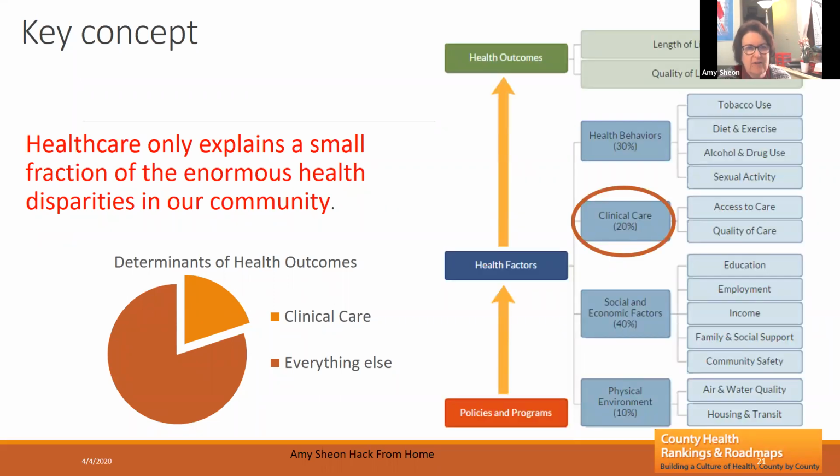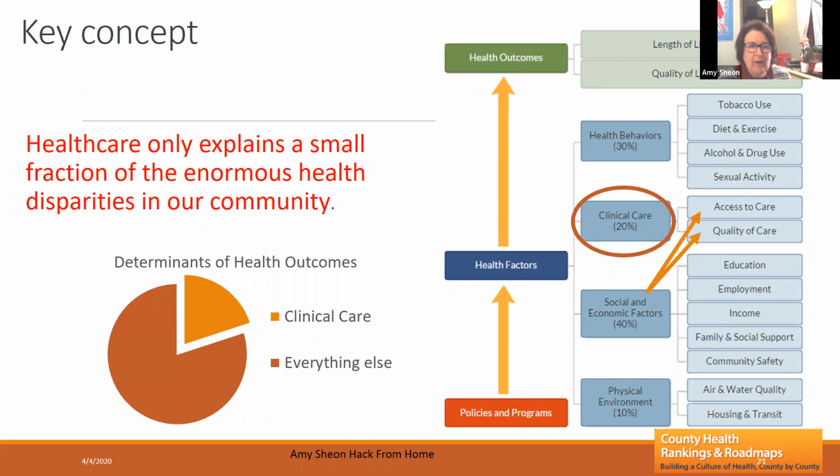Well, that's what we call the social determinants of health. And that is health behaviors like tobacco, exercise, diet, the social and economic factors, education, employment, income, support of your family, the safety of your community, and the physical environment, air and water quality, housing, public transit.